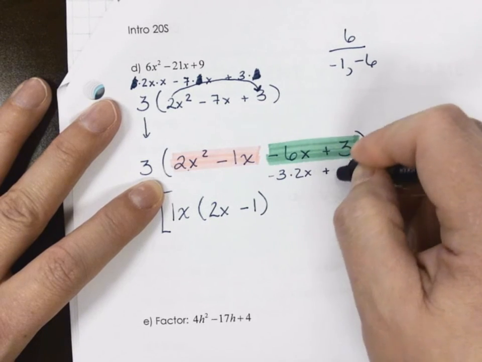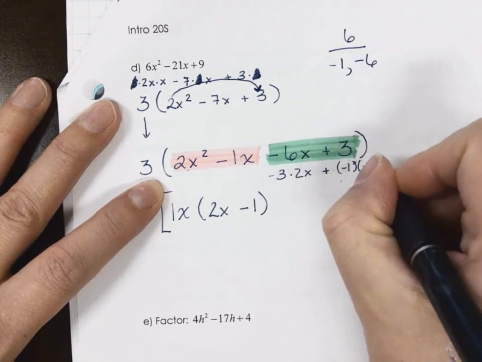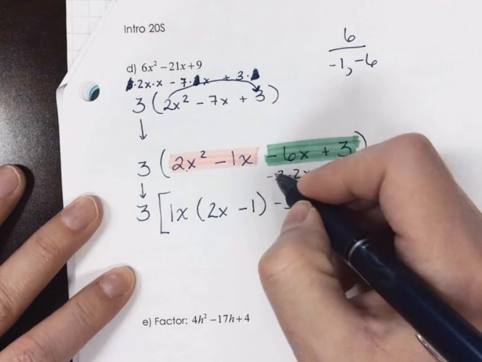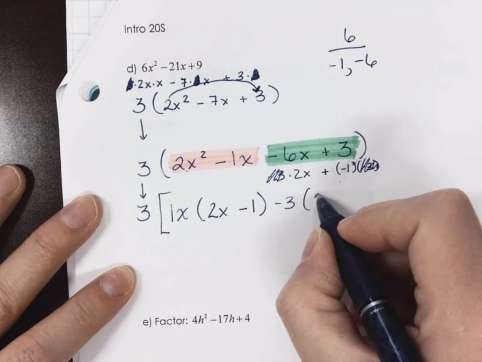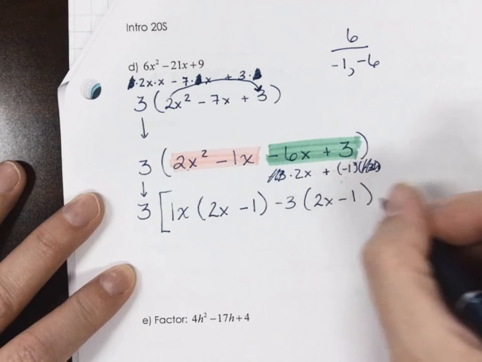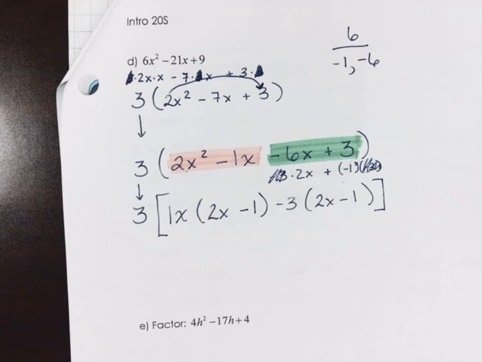oh, hang on. What do we got going on here? It's going to be negative 1 times negative 3. If I take out a negative 3 this time, what am I left with? 2x plus a negative 1 is the same thing as saying minus 1. So now it works because my signs match up.